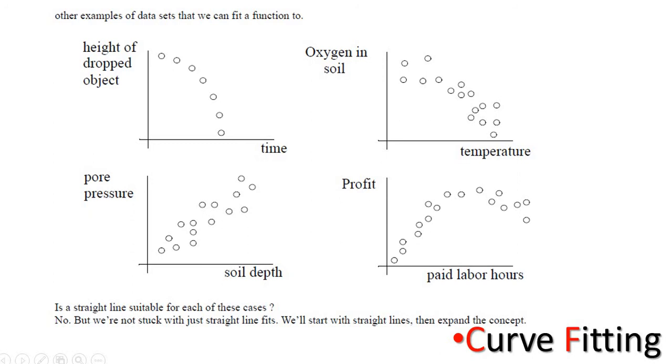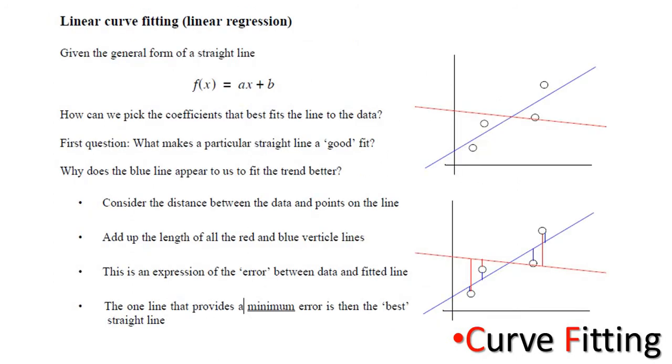We can have several types of fitting in our calculation or prediction. Let's start with linear curve fitting, which we can also call linear regression. Given the general form of a straight line, f(x) = ax + b, how can we pick the coefficients that best fit the line to the data? If we have data points over here, here, here, and here, which line is the best for this data?